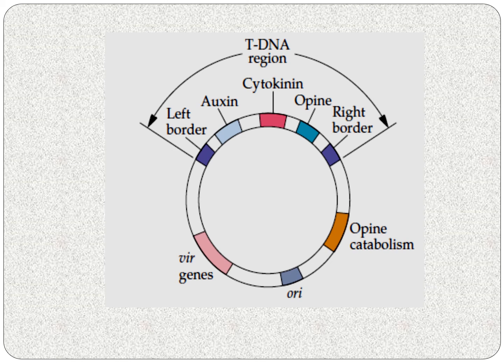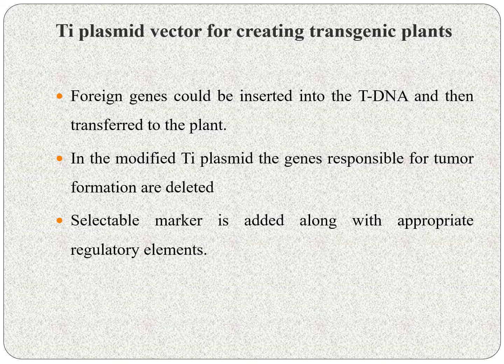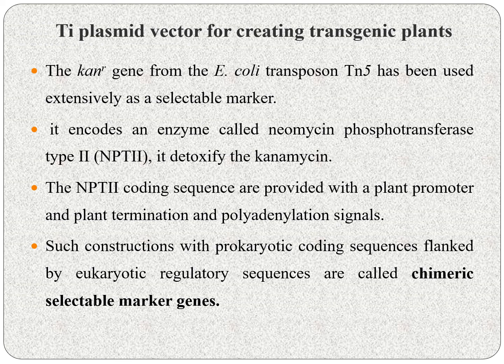This is the structure of the Ti plasmid: it has the virulence genes and origin, then opine catabolism. The tDNA region has left and right borders, and auxin, cytokinin, and opine synthesis regions. Ti plasmid vector for creating transgenic plants. A foreign gene could be inserted into the tDNA and then transferred to the plant. In the modified Ti plasmid, the genes responsible for tumor formation are deleted. A selectable marker is added along with appropriate regulatory elements.